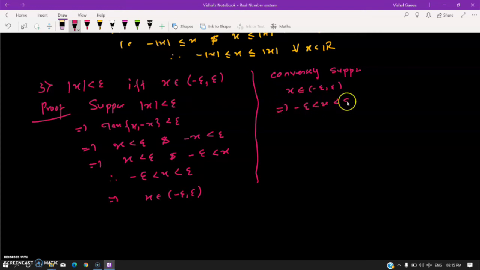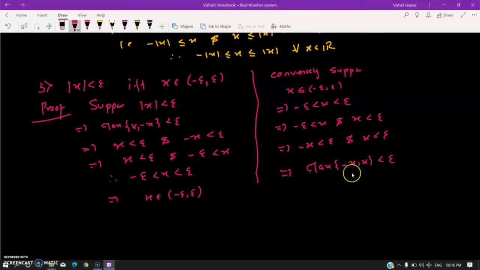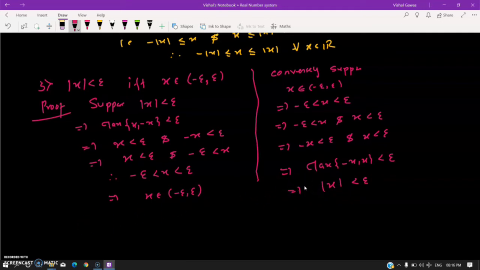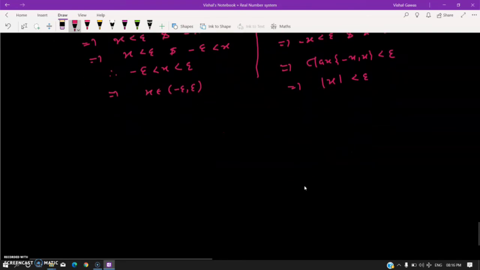This would imply that negative epsilon is less than x and x is less than epsilon. This would imply that minus x would be less than epsilon and x is also less than epsilon. This would imply that the maximum of minus x and x would be less than epsilon. This would imply that mod of x is less than epsilon, because this is equal to mod x, right? That's what we have proved in the beginning. So this finishes property number 5.